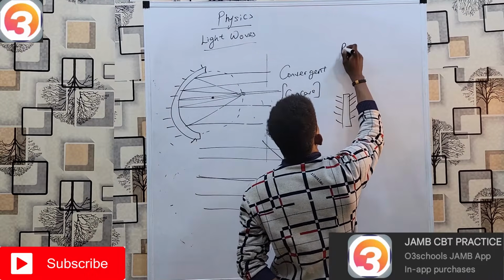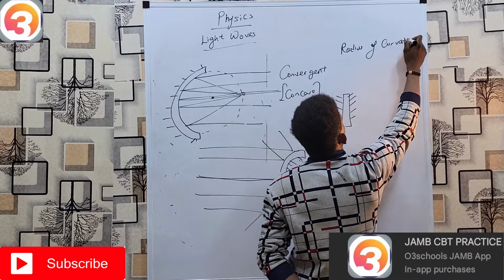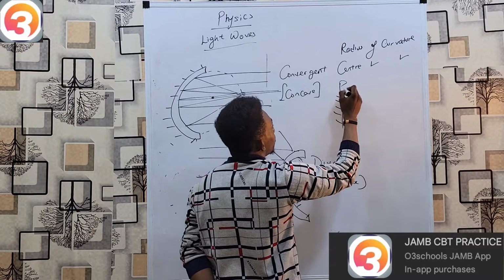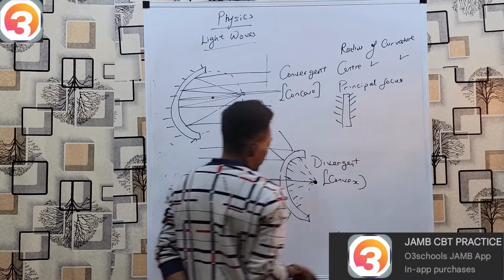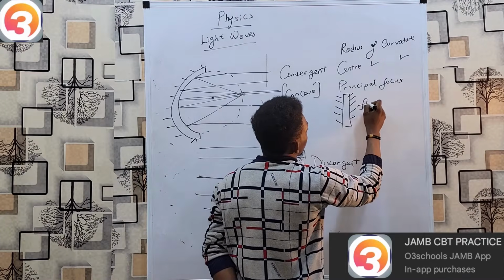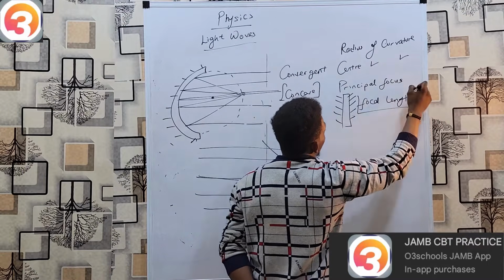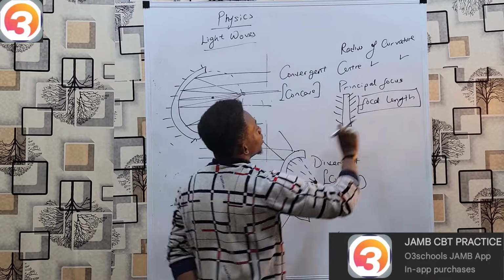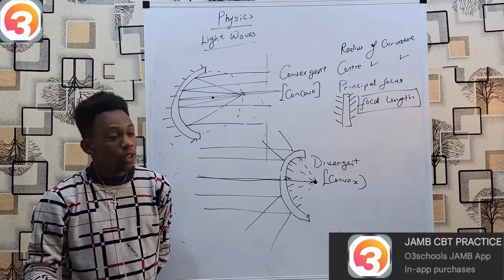Okay, so we look at different terms. We know there's a radius of curvature. There is also a center of curvature. There is a principal focus. And the distance from this center of curvature to the principal focus is referred to as focal length. We shall have to pay special attention to this because in future analysis we shall do a great deal with the focal length.